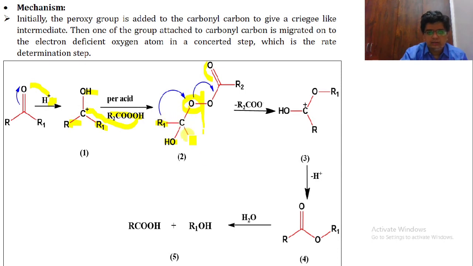So what will happen? One of the R groups will migrate towards the oxygen. Now this is a deficient and this is a sufficient atom. So this sufficient carbon will travel towards the deficient atom, that is oxygen. This is known as C2O migration. You have to remember this. This is a C2O migration.